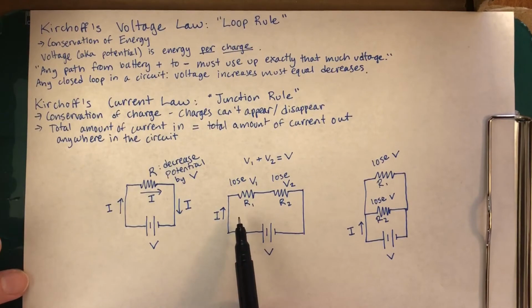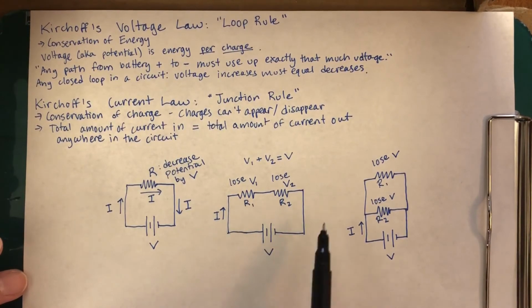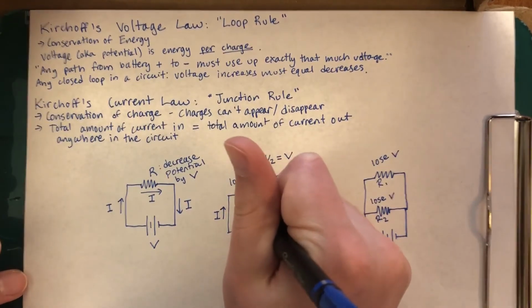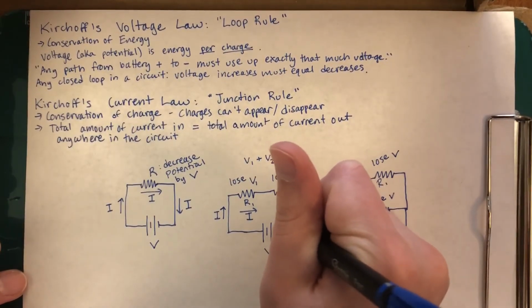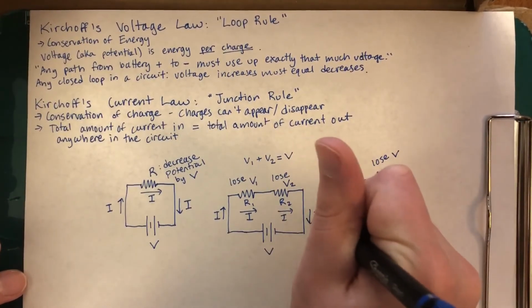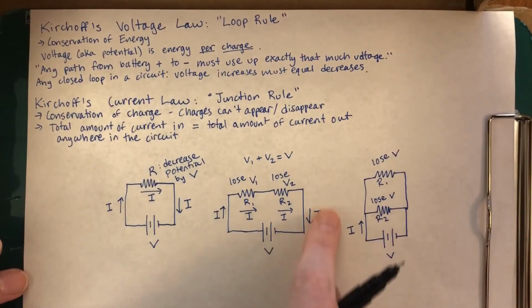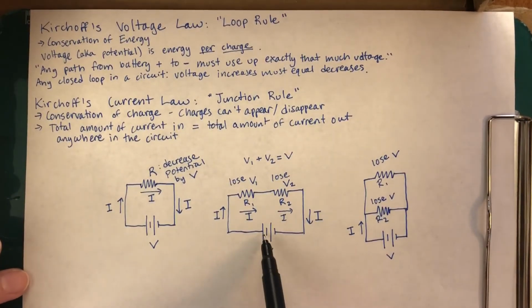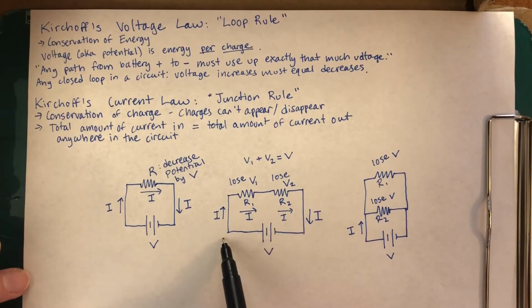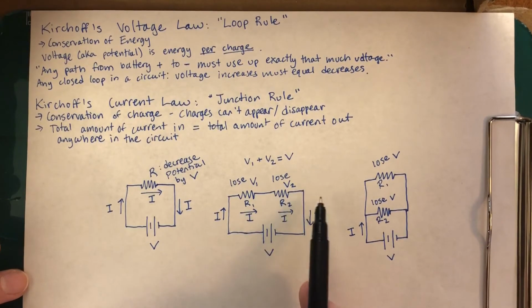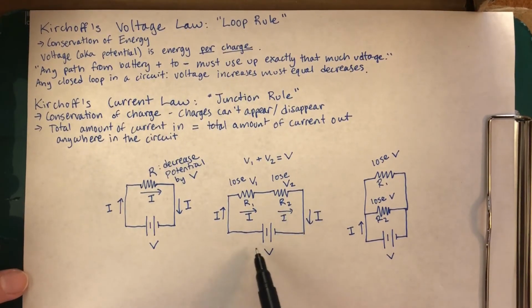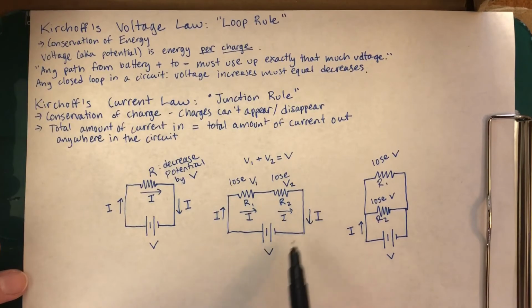In this example as well, there's no other place for the current to go. So it's just going to be the same current all the way around. Whatever amount of current comes out of the positive terminal of the battery, that same current will go through this resistor, that same current will go through this resistor, and that same current will come back to the battery. There's no other place for it to go, so the current needs to be the same throughout the entire circuit.